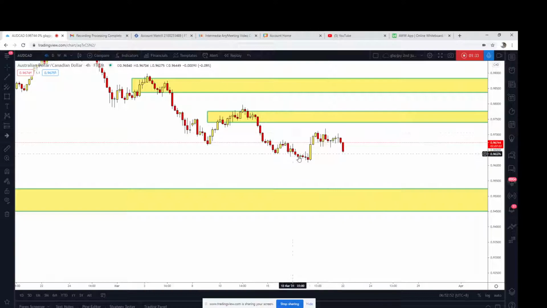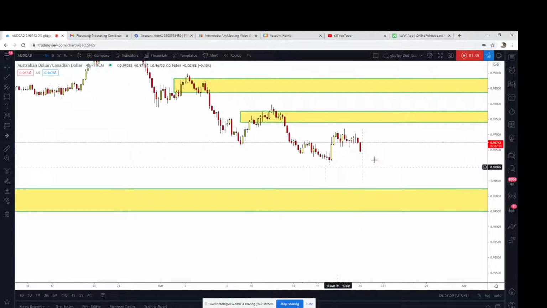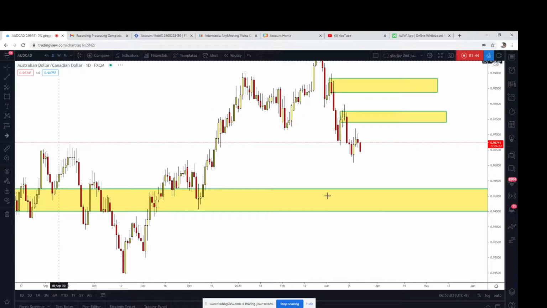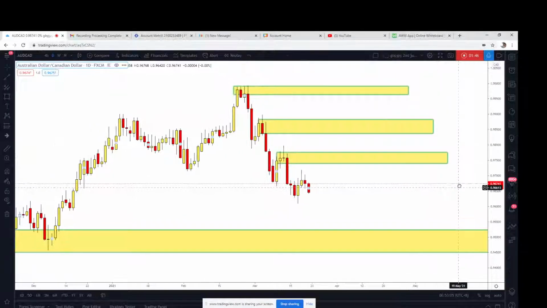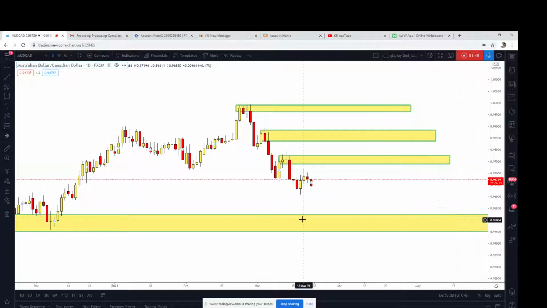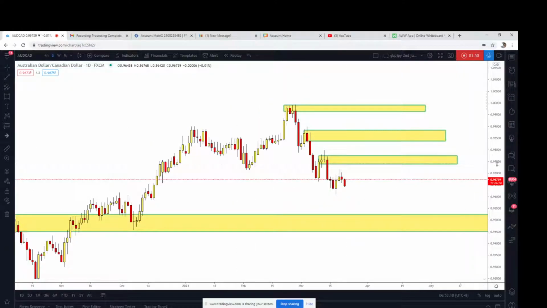but let's see, there is still a build-up of demand here, right? So most probably we will have to wait and see what happens to this zone before I can decide. But more leaning towards the short rather than any long setups in this case for AUDCAD. So that's it. I'm looking for short.